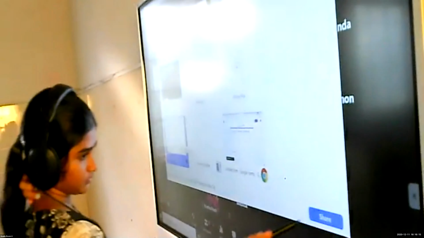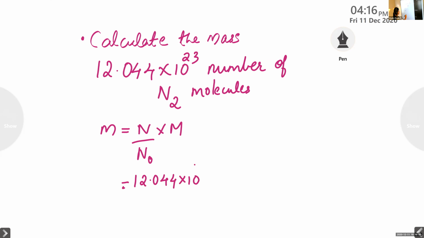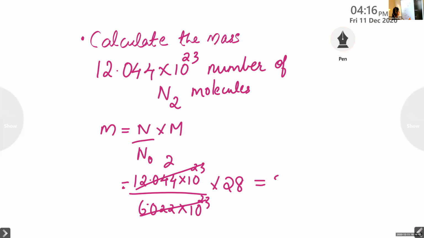Is there any confusion? Look here. We have to find out m, right? So the equation becomes N by N0 into M. And N is 12.044 into 10 raised to 23. Then N0 is 6.022 into 10 raised to 23. Then into M. Here nitrogen molecule, so it is 28. We can cancel this 2 by 1. 2 into 28, that is 56 gram. Okay. Clear?